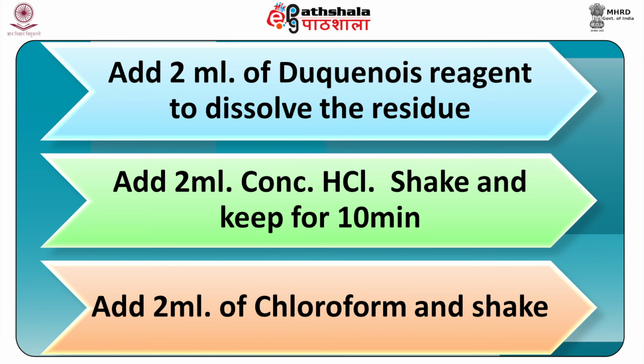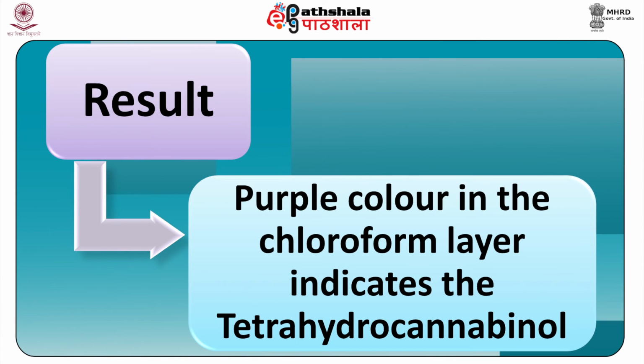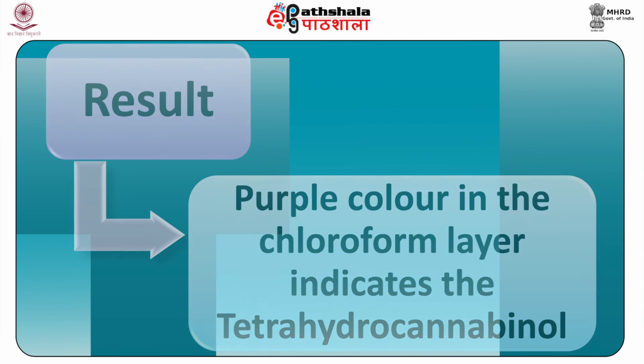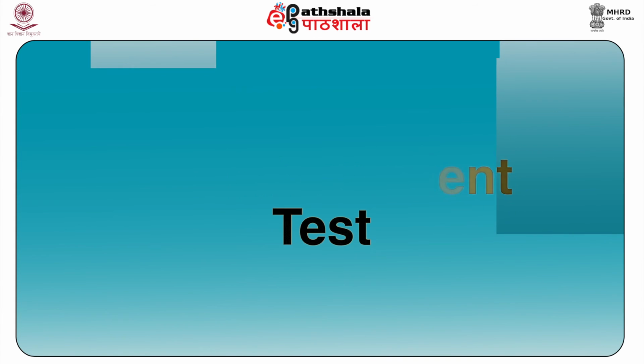Shake and keep for 10 minutes. Transfer the solution into a test tube, add 2 ml of chloroform and shake. Purple color in the chloroform layer indicates tetrahydrocannabinol.